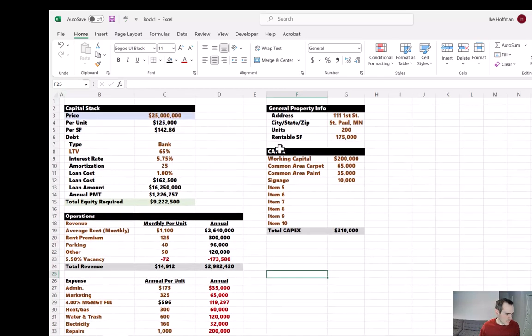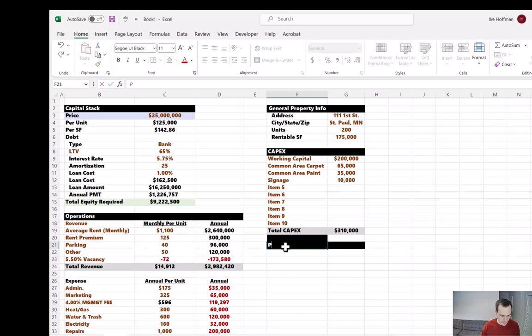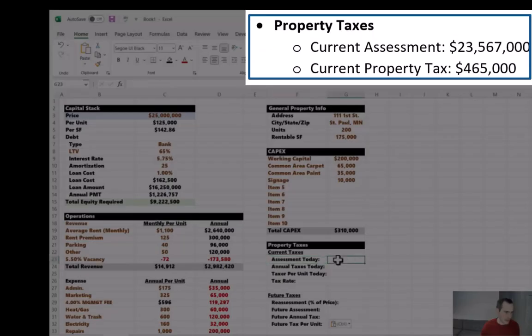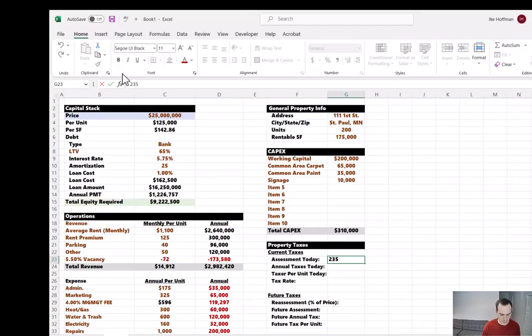So I will take the header from CapEx, label it right away this time. And then there's a few different things that we need to input in this section. So for the current taxes, there's information online, we already pulled it, saying the current assessment is $23,567,000. The taxes payable today were $465,000.